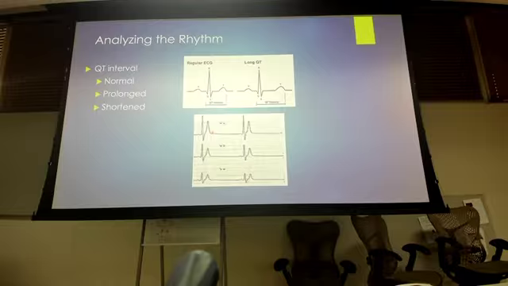So we say about 9 to 13 boxes or so. So that looks pretty short, but we also don't want it real long like this one. We go from our Q all the way to the end of our T. Not the middle of our T, not the beginning, the end of our T, from the beginning of our Q. If there's no Q there, you're going to go with that QRS complex. You're going to start with the R wave.